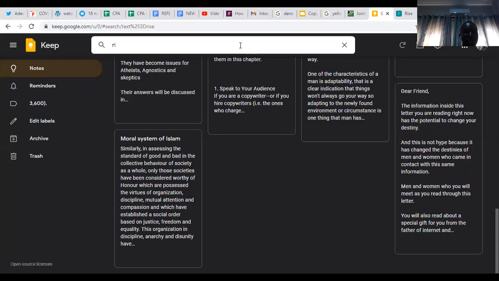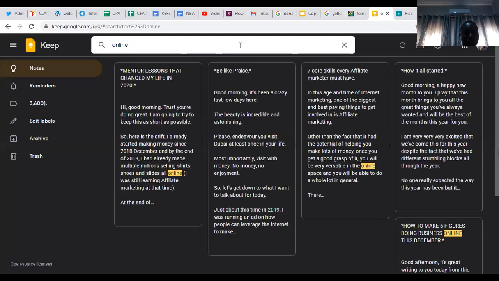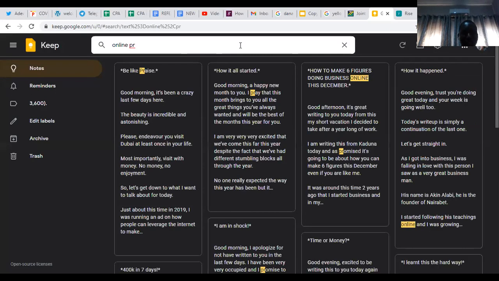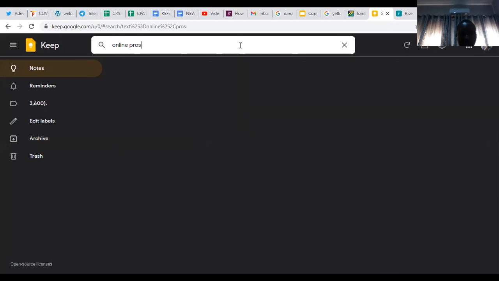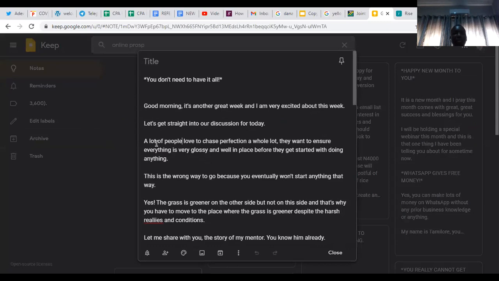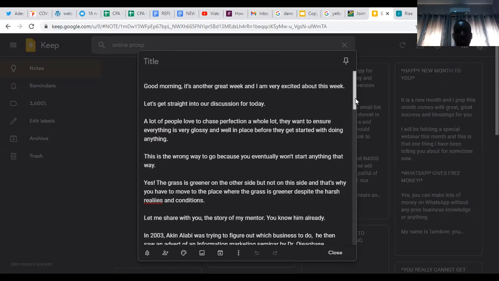Let me search Online Prosperity Bundle. Prosperity. Okay, good. So this was an article I wrote to promote the Online Prosperity Bundle when I got started. I think this was to my WhatsApp list. You don't need to have it all. I was like, oh, good morning. It's another great week and I'm excited about this week. Let's get straight into our discussion for today.